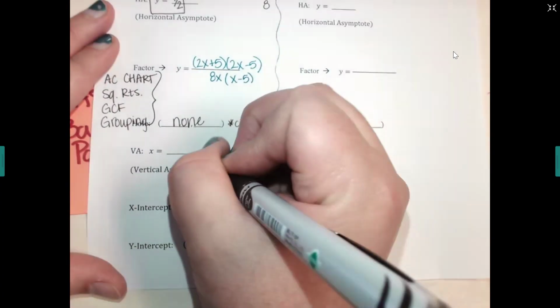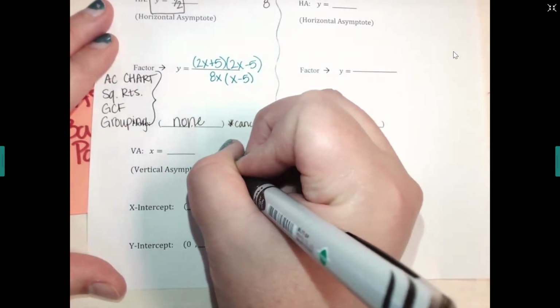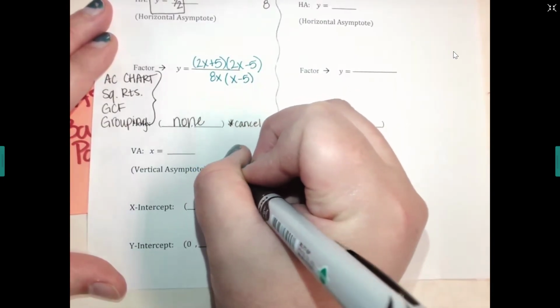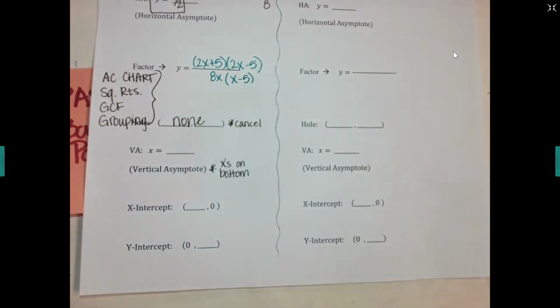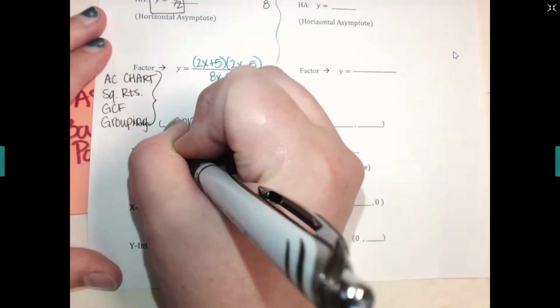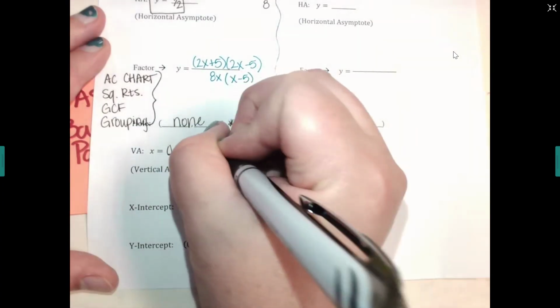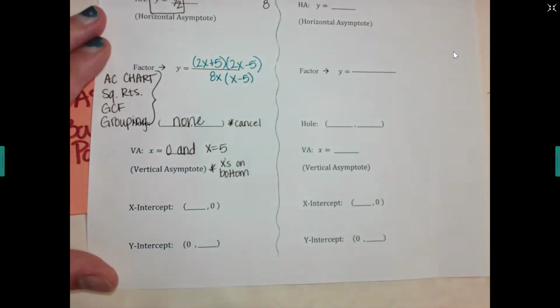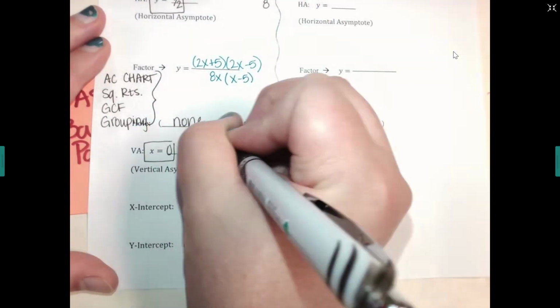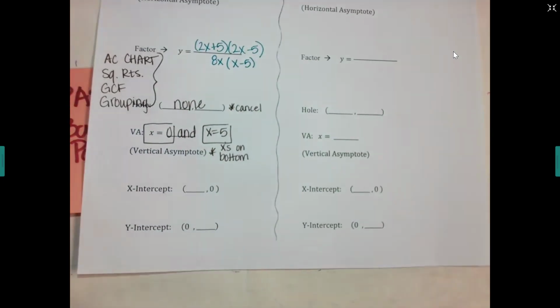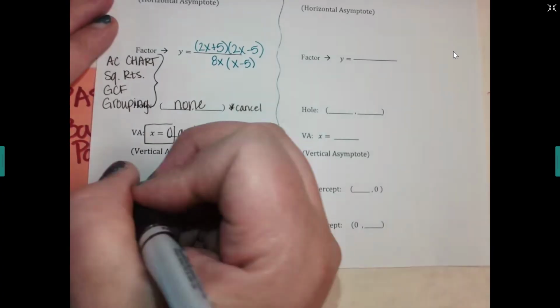Vertical asymptotes are x's left over on bottom. X's on bottom. And I have two x's left over on bottom, so I'm going to have two vertical asymptotes. The first one is an x on the outside. What is the number answer that goes with an x on the outside? 0. Very good. And I also have an x with a -5, so the other one would be +5. So x equals 0, x equals 5. Okay, your x-intercepts come from x's on top.